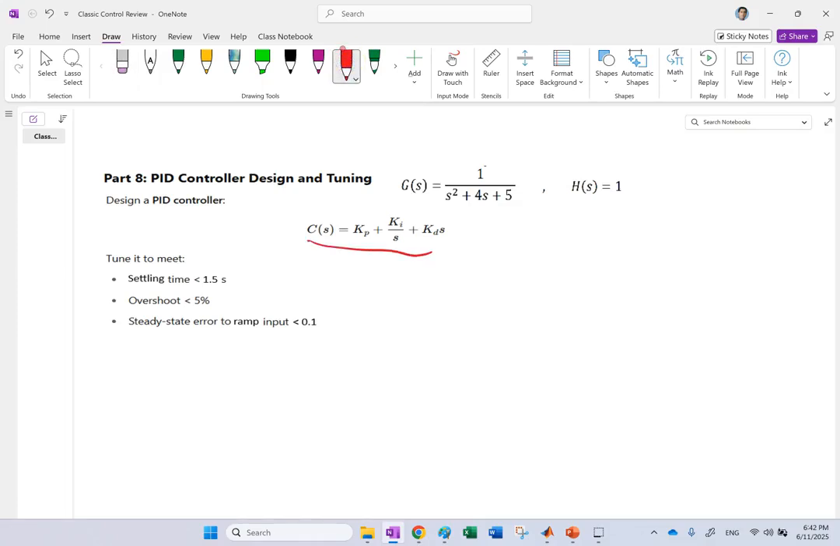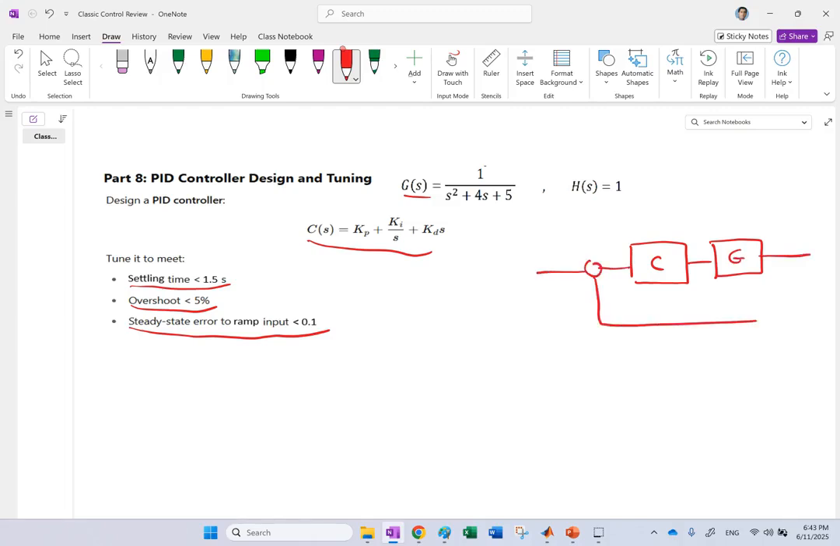And with this controller and with this G, I want to achieve 3 goals. Settling time below 1.5, overshoot below 5%, steady state error to ramp below 0.1. And again, in this case, this is my controller C, this is the plant G. They are in series, and this is your system with H of 1. Yes? So why ramp? Because this system is type 0 system.